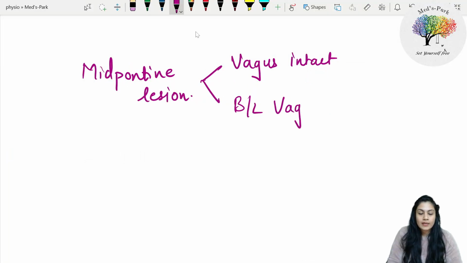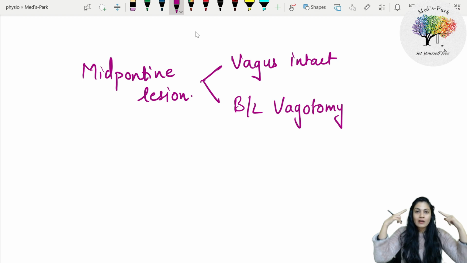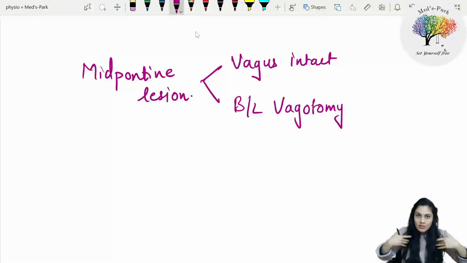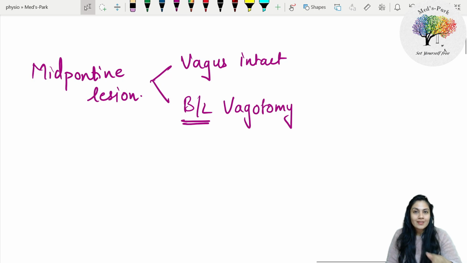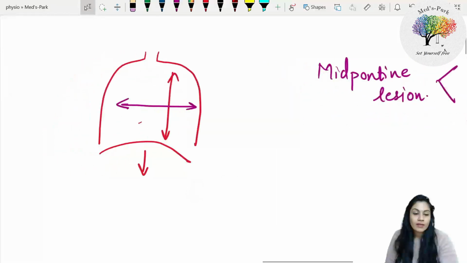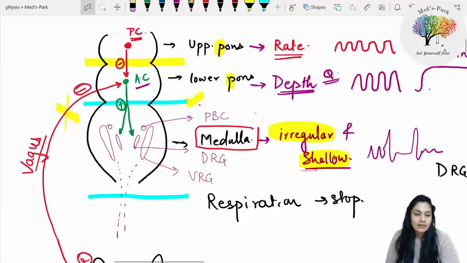Now, why did I say bilateral vagotomy? Vagotomy means the vagus nerves are cut, and we do have two lungs. From each lung, one vagus is going towards the apneustic center, right? So that's why I wrote over here bilateral vagotomy. Now understand, if only a mid-pontine lesion is there and the vagus is intact, let's see the diagram.